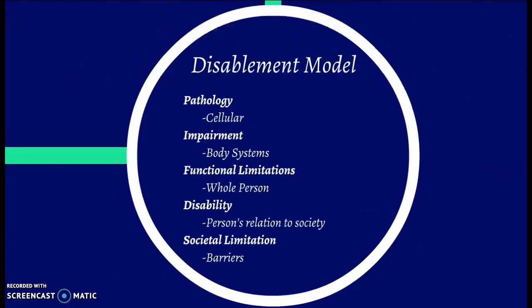The disablement model, according to the National Center of Medicine, Rehabilitation, and Research, splits disablement into 5 domains: pathology, or the cellular level of the injury; impairment, or the body system involved in the injury; functional limitations, or the whole person; disablement or disability and the person's relationship to society; and societal limitations, meaning the barriers they have in participating in society.